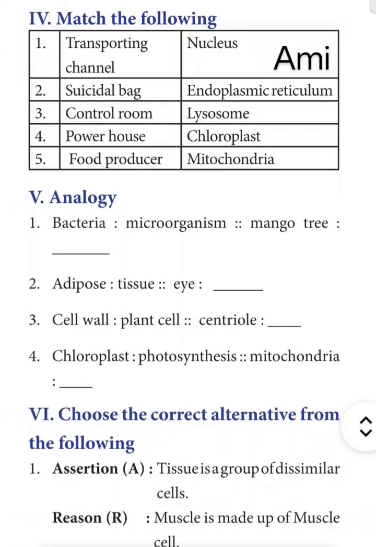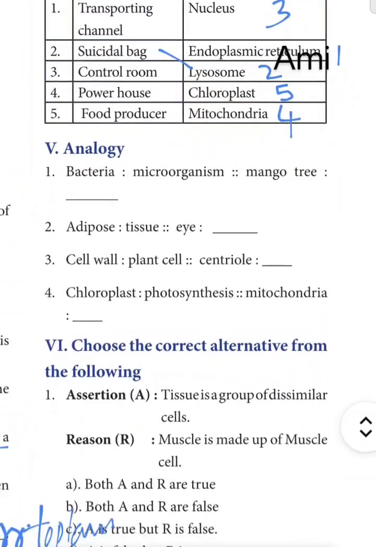Next, match the following. So the suicidal bag is lysosome. So automatically this is 2. Then powerhouse is mitochondria. So this will be 4. Food producer is chloroplast. This will be 5. Then transporting channel is endoplasmic reticulum. This is 1. And your control room will be nucleus. So 3, 1, 2, 5, 4 is the answer.